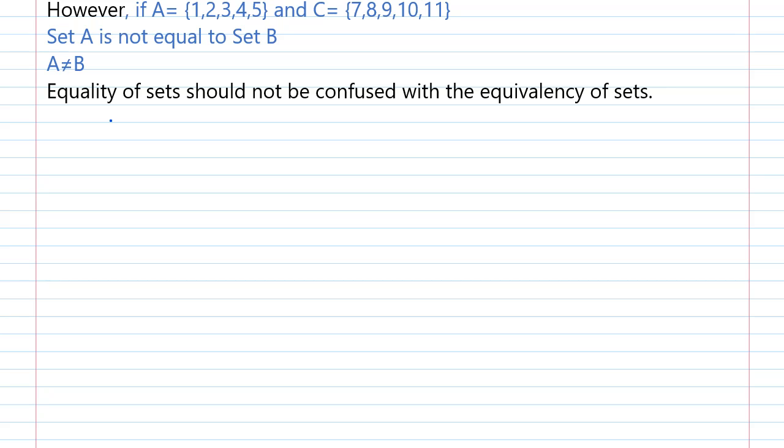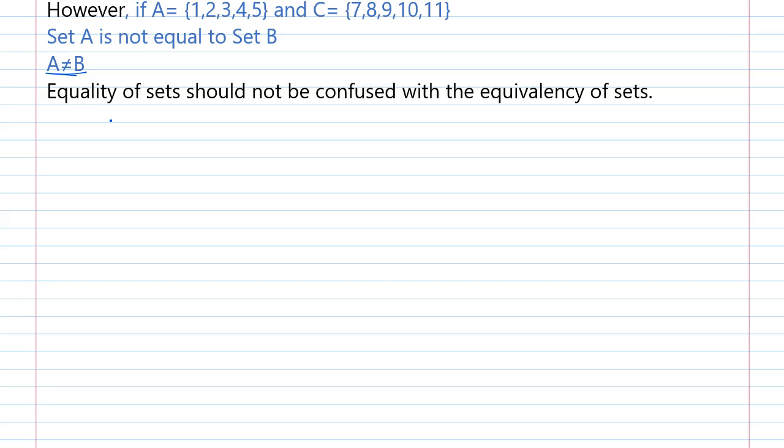Let's now take a contrasting example. If set A equals {1, 2, 3, 4, 5} and set C equals {7, 8, 9, 10, 11}, set A is not equal to set C. Why is that the case? Well, the reason is that even though set A has 5 elements and set C also has 5 elements, the elements found in A and the elements found in C are all distinct and not identical. So this is why these sets are not equal.